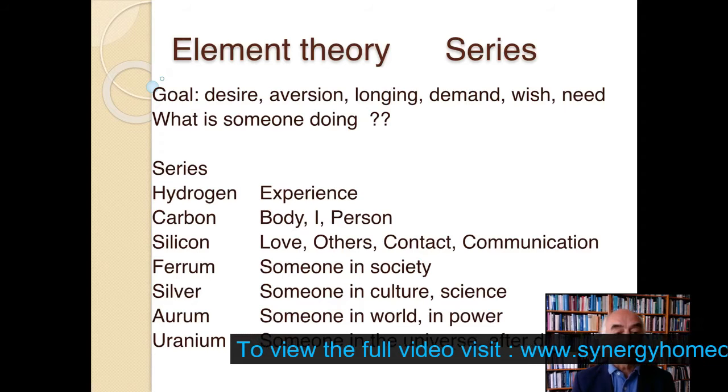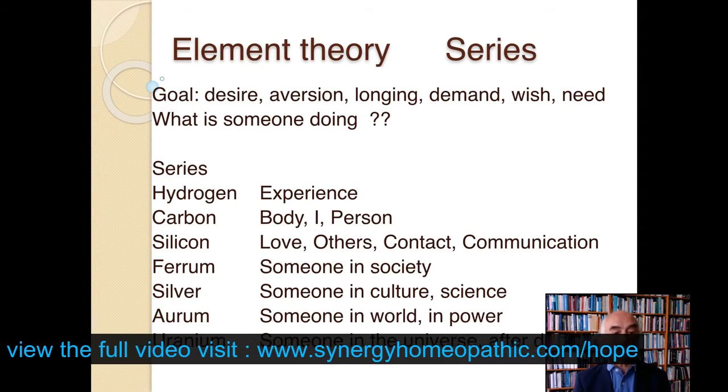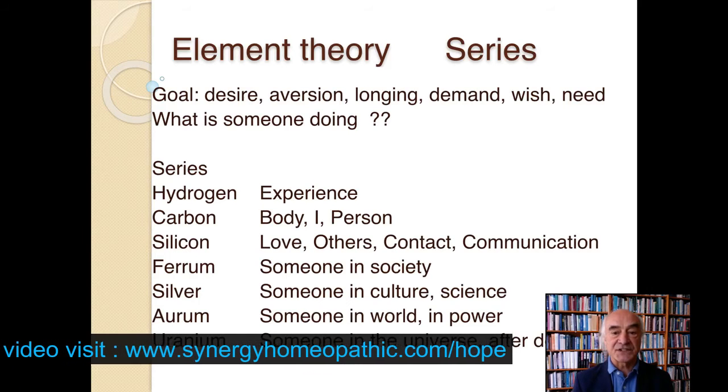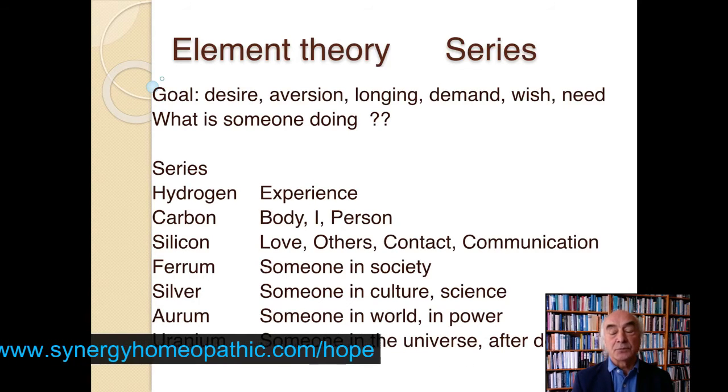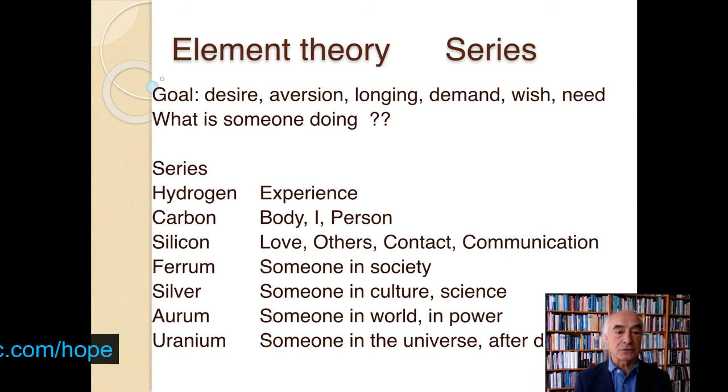The series are a very important aspect of the periodic system and of the element theory. They are the rows of the periodic system, and they represent the goal that someone is striving for, the desire, their aversion, their longing for something. They want something, they need something, they want to reach something. So the basic question is, what is someone doing in life? So each series has its own desire.